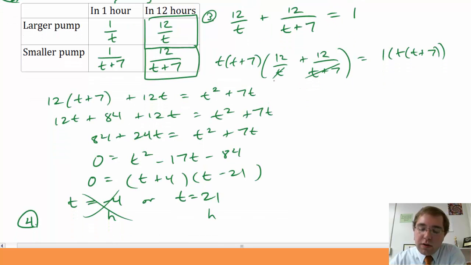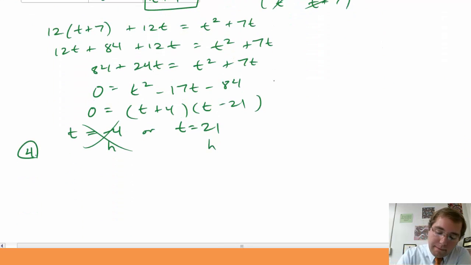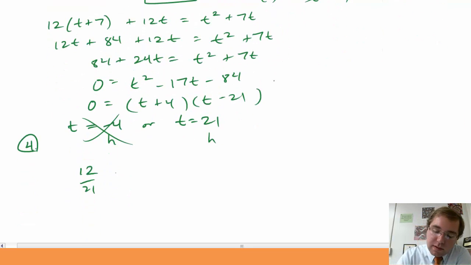We'd have 12 over 21 plus 12 over 21 plus 7, which is 28. Does that equal 1?